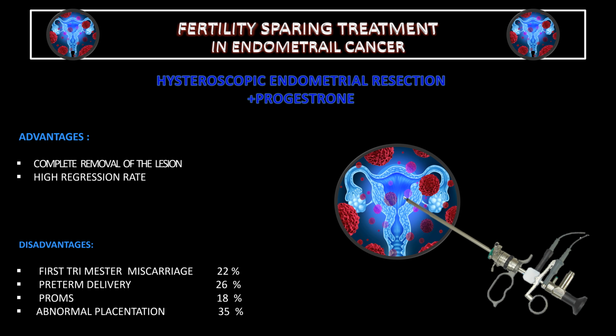The advantages of this method: complete removal of all the lesion, leaving minimal residual tissue to the effect of progesterone later on. Meta-analysis, in spite of a small number of patients, showed high regression rate of hysteroscopic endometrial resection. But this method has disadvantages regarding obstetric outcome, so caution must be observed regarding the depth of resection. The disadvantages include first trimester miscarriage, preterm delivery, premature rupture of membranes, and abnormal placentation.